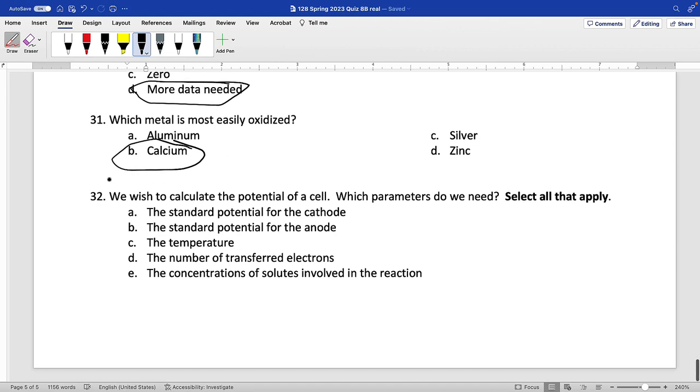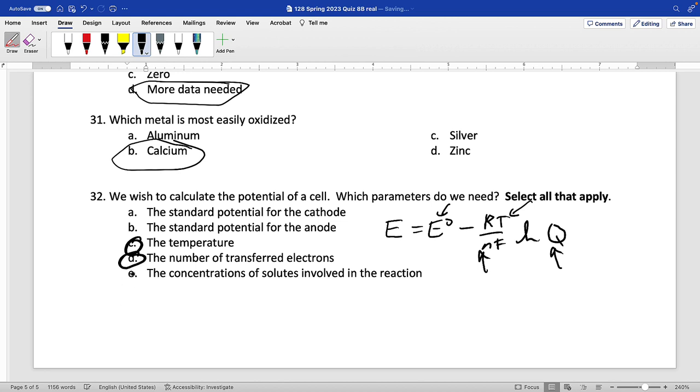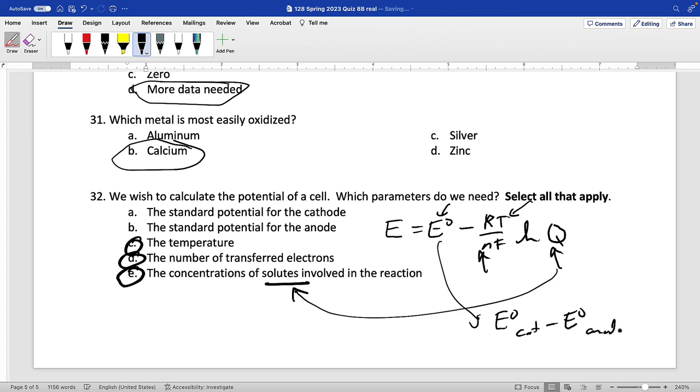And the final question, we wish to calculate the potential of a cell. Which parameters do we need? Here we know that we can calculate the potential using the Nernst equation. Notice we need the temperature, we need the standard cell potential, we need Q, and we need the number of electrons transferred. So let's circle some of these. We need the temperature and number of electrons transferred. If we have the concentrations of solutes, that'll enable us to get Q. What about these other two? To get E standard, we know E standard is E standard cathode minus E standard anode. So we need those two. So actually we need all five to get the potential of a cell.